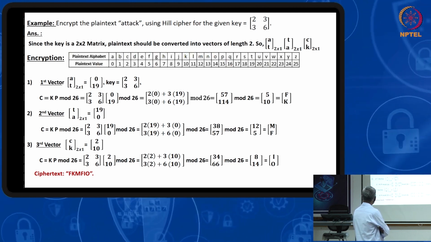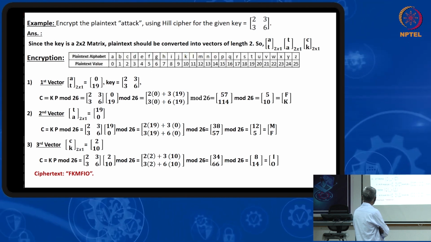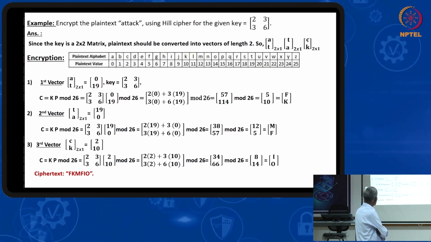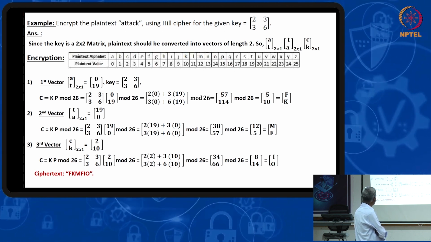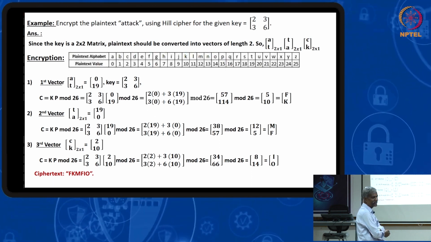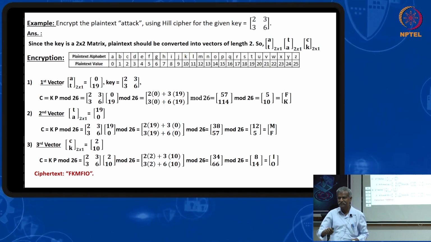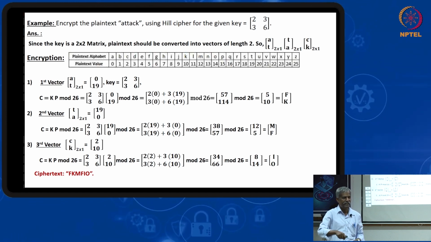Attack, we are splitting like this: AT, TA, CK. Three columns we are taking. The reason is we are going to make it as a 2 by 2 matrix, as the key they are giving us a 2 by 2 matrix. Since the key is a 2 by 2 matrix, the word attack is divided into AT, TA, CK.